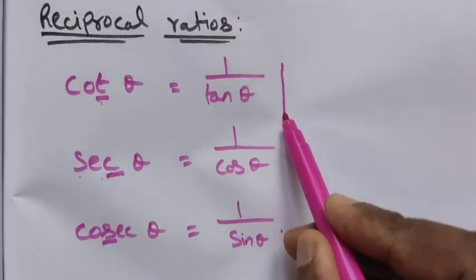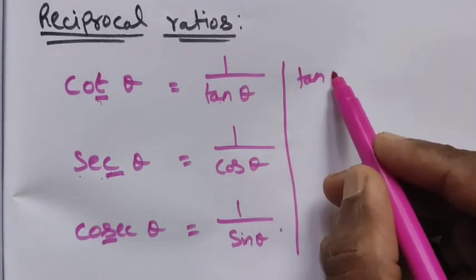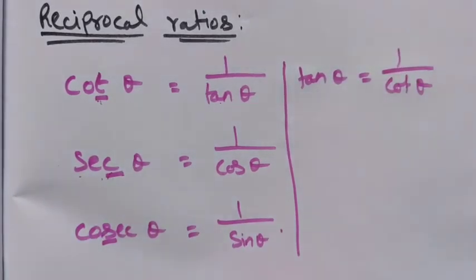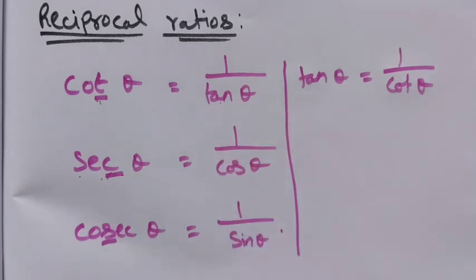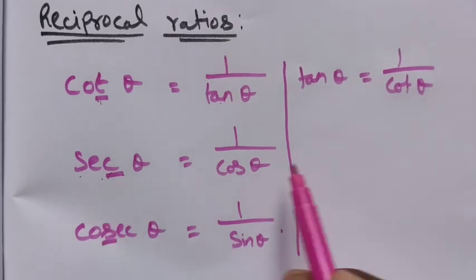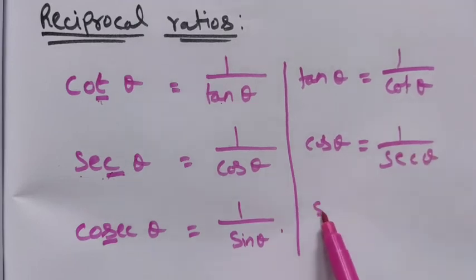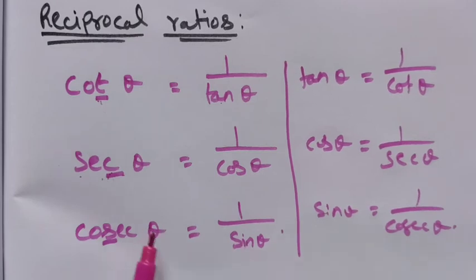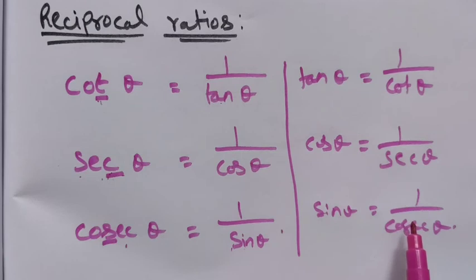The same terms we can rewrite. If I take this term to this side, tan theta is equal to 1 by cot theta. This is the basic. Hereafter we can rearrange in many different ways to find the formulas, right? And then cos theta is equal to 1 by secant theta, and sin theta is equal to 1 by cosecant theta. Replacing this term here and this term here, we can rearrange to write this, right?